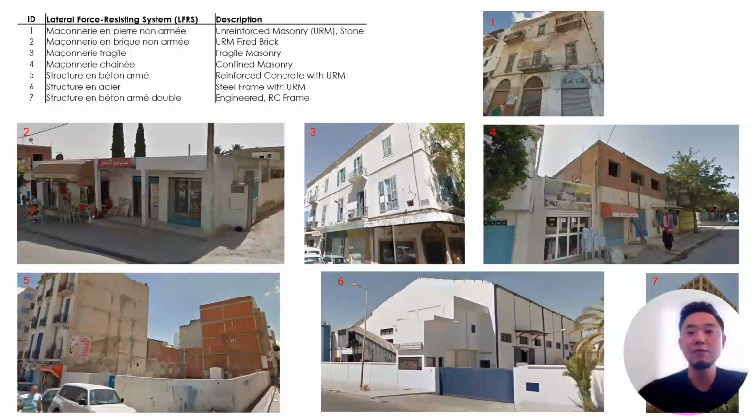So given those different lateral force resisting systems from the national risk profile, we needed to be able to identify them visually for both sanity check and for validation. So what we did was we used the unlimited street view imagery and any online photos to essentially identify and label each of those types that you see here.